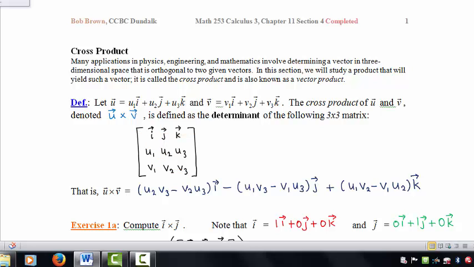And then for the K component of the cross product, cross out the column and the row in which K lies, and we take U1 times V2 minus V1 times U2. And this formula that we see here, that gives you the cross product of 2 vectors in 3 space.